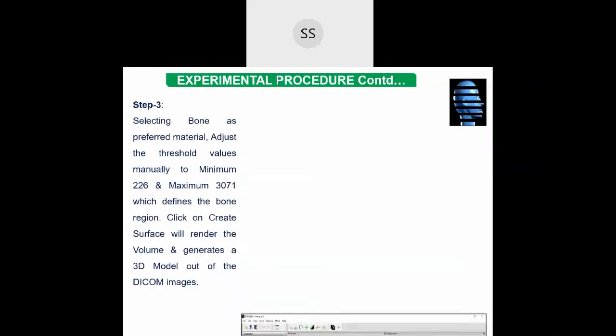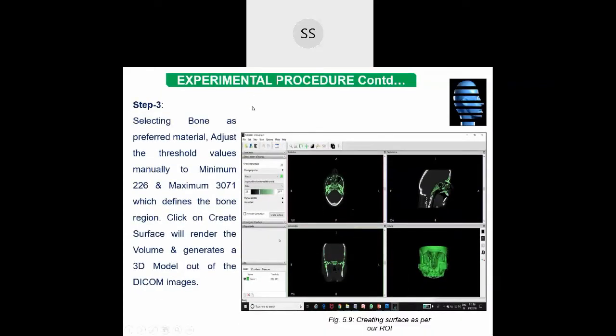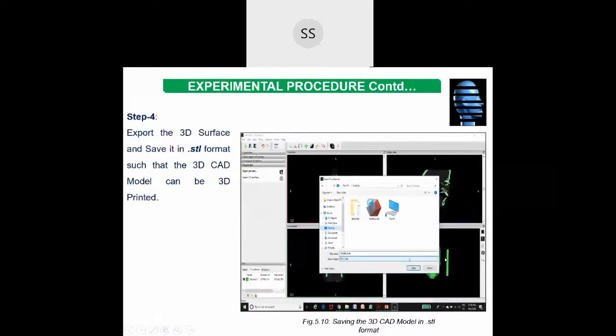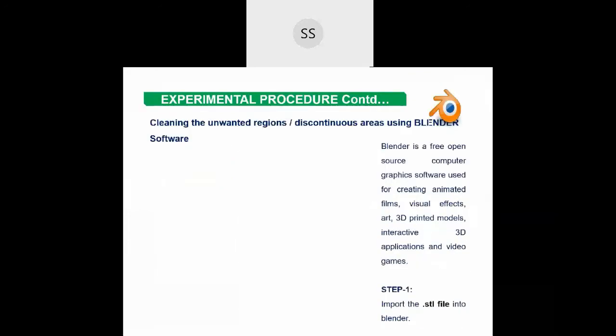That's what happens here. We have selected bone as the preferred material because our fracture happened to the bone. So you take the bone and obtain a threshold value of minimum 226, maximum 3071, and define the bone region. You get this shape, this particular object. These are the only pixel values that we recognized, right? Then we exported the 3D surface and saved it in .stl format, so that the 3D CAD model can be 3D printed.